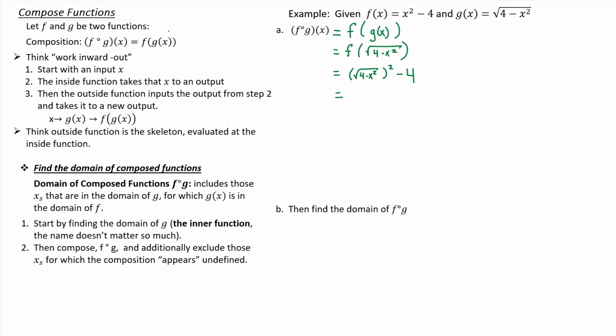So if we take a square root and we square it, those are inverse operations, so they undo each other. And all you're left with is 4 minus x squared. And then you're subtracting off 4, so continue to subtract off 4. The 4 minus 4 cancels out to 0 and leaves you the negative x squared. So f composed with g of x is negative x squared.